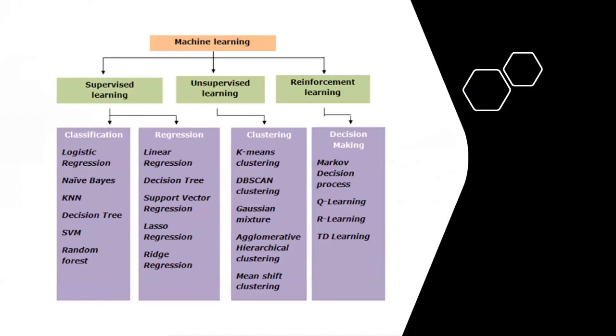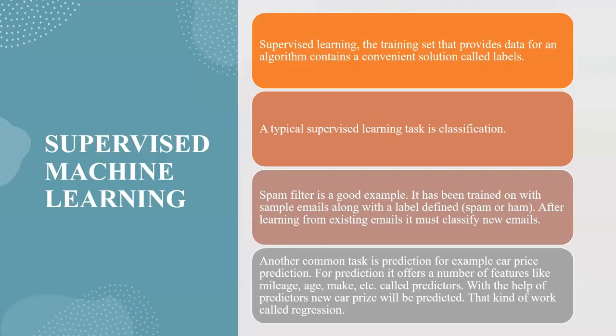Now, let's learn the types of machine learning. As I have told you, there are three types of machine learning algorithms: supervised learning, unsupervised learning, and reinforcement learning. Supervised learning is a type of ML algorithm where the algorithm is trained on a labeled dataset. What do you mean by a labeled dataset? Suppose I will explain with an example.